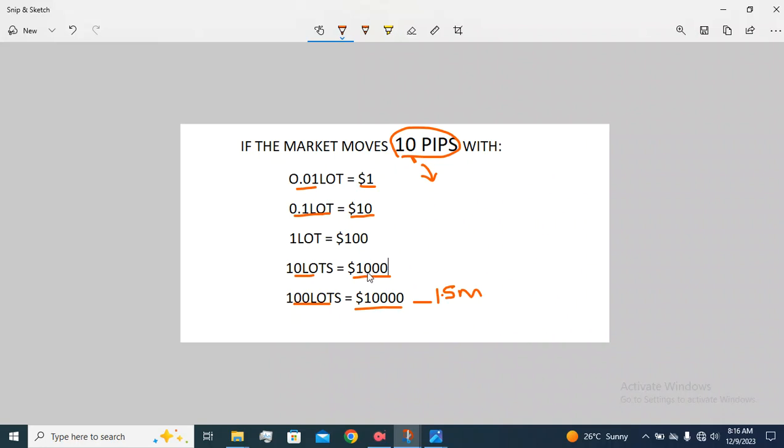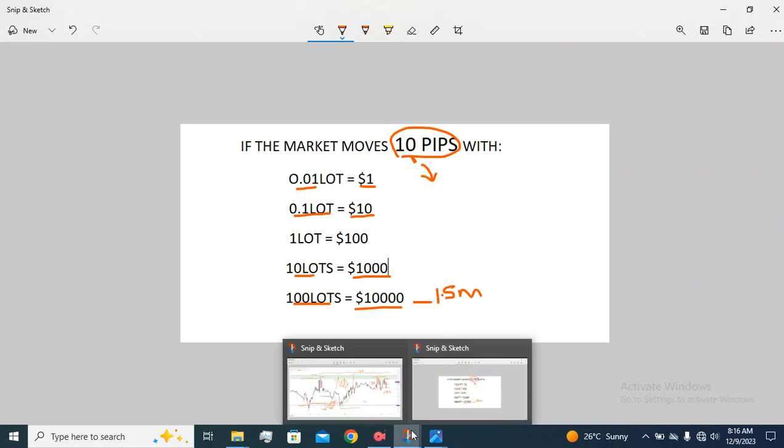$1,000 for 10 pips. So 35 pips could have earned you this $1,000 times 35, yeah, that is $3,500. That is good money.